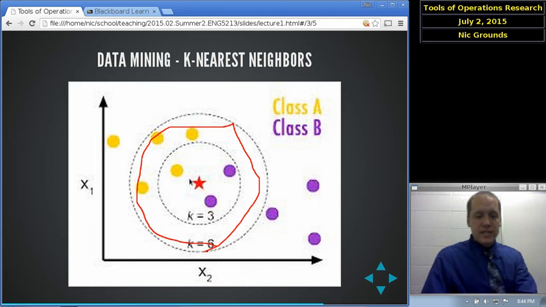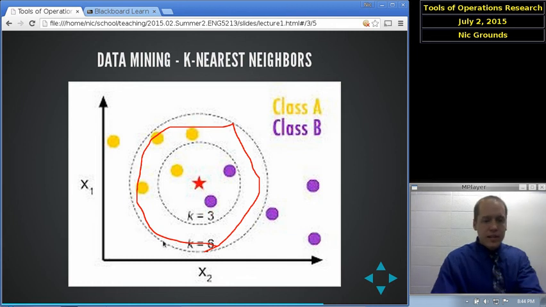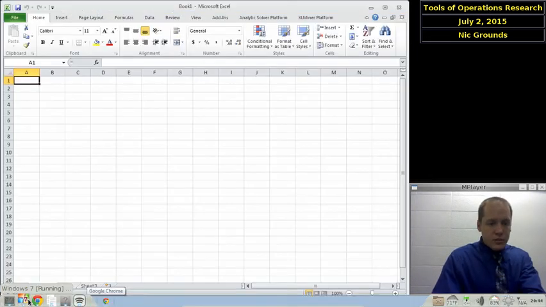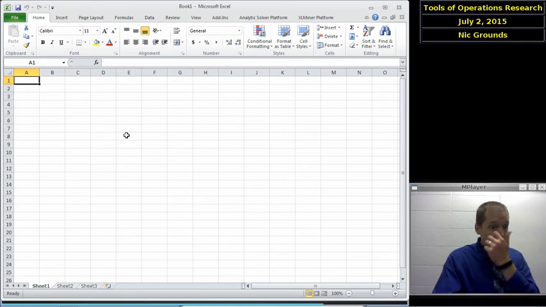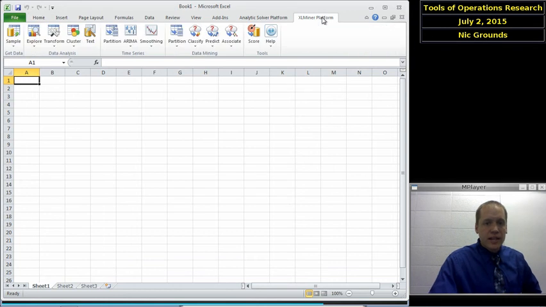Okay, let's do a quick example of K nearest neighbors. So I'm going to use Microsoft Excel. I've already installed the Analytic Solver Platform software, which gives me these 2 extra tabs here at the top, one called Analytic Solver Platform, and one called Excel Miner Platform. Okay, I'm going to select the Excel Miner Platform. This is the tab you're going to use for all sorts of data mining algorithms.